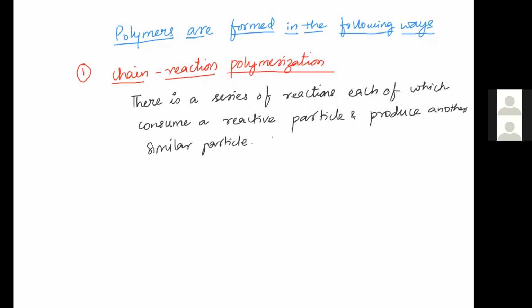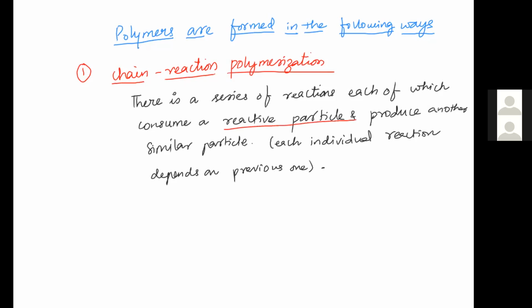So what happens here? Each individual reaction depends on the previous reaction. So the reactive particles which I mentioned here are like cations, they can be anions, they can be free radicals, anything.